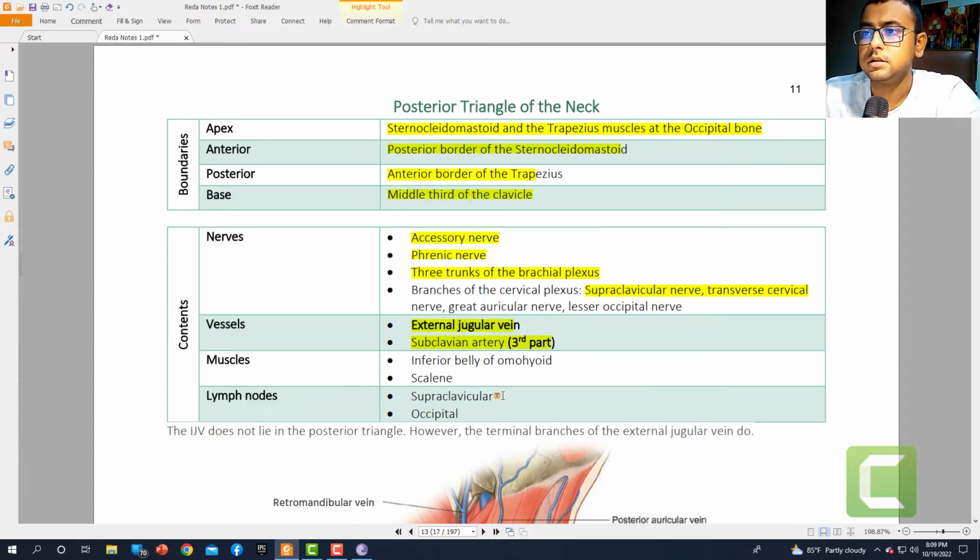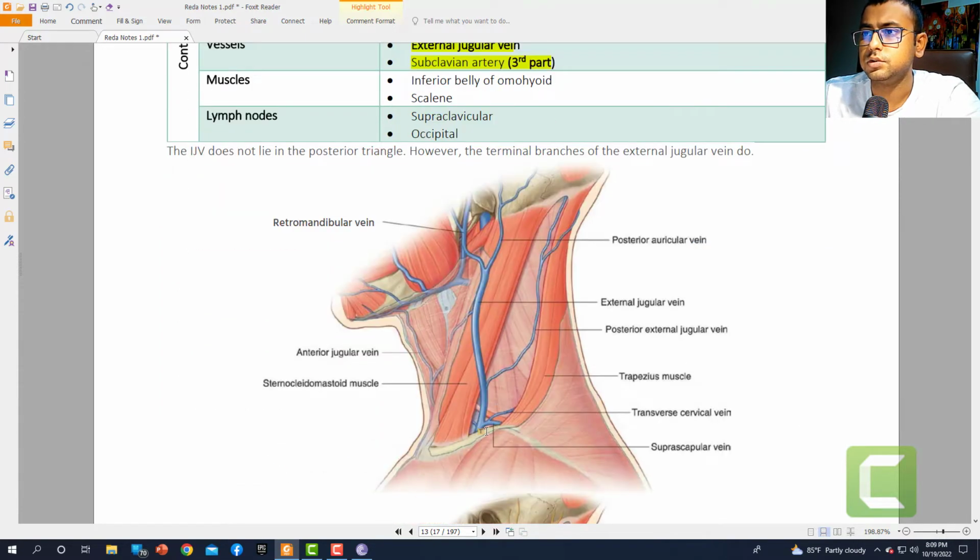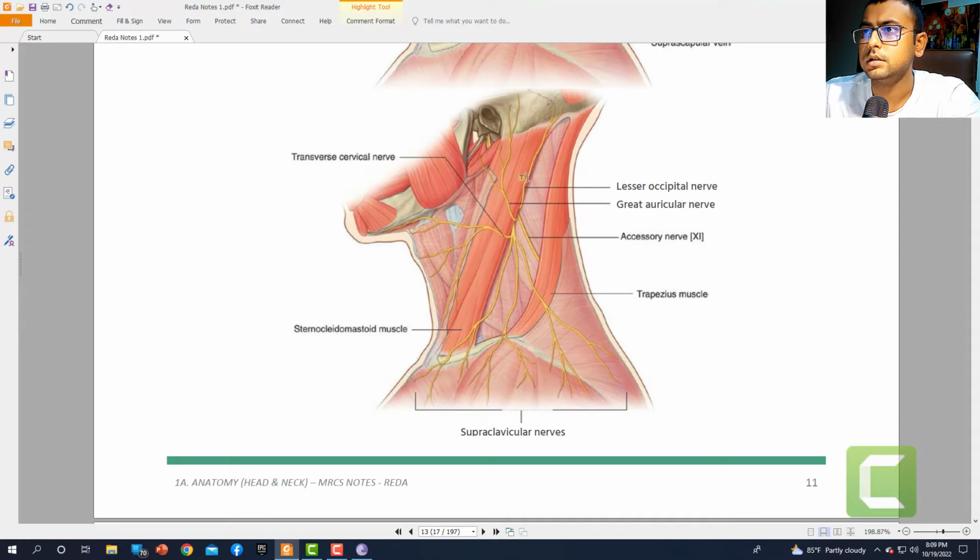Okay, so let's continue. So this is the internal jugular vein, and the external, and the brachial plexus and their branches, that is the accessory nerve and the greater and lesser occipital nerves, which are also present in the posterior triangle.